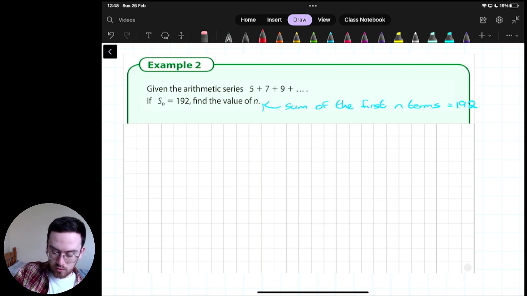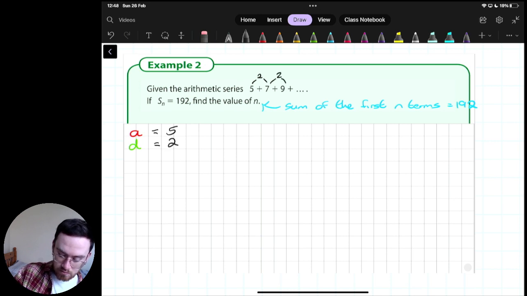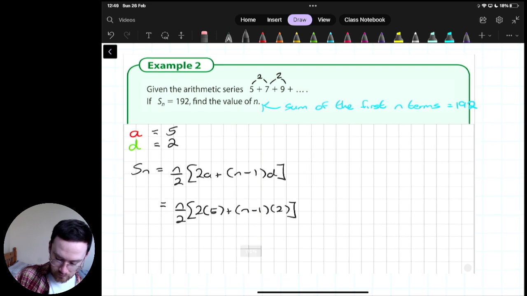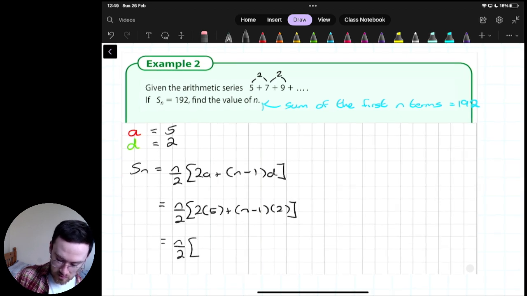So same as we've had before, we look for A, we look for D. Okay, A is the first term, that's 5. D is the difference between them, that's going to be 2. My formula for Sn stays the same, n over 2 by 2a plus n minus 1 times d. We can fill in the values that we have. So we have a, we have d, but no more than that. That gives me 10 plus 2n minus 2, which gives me n over 2 is 2n plus 8.